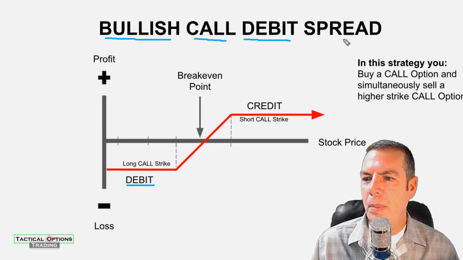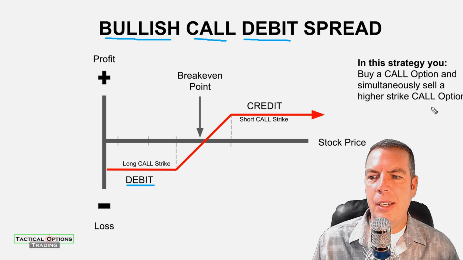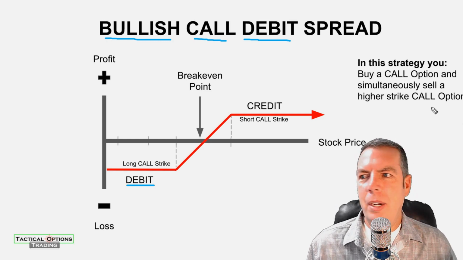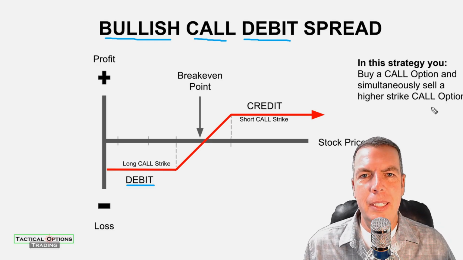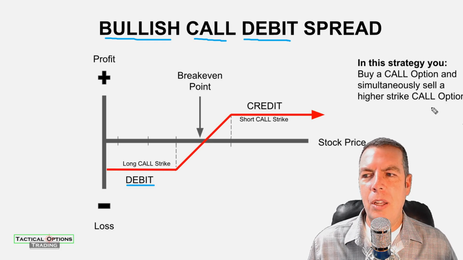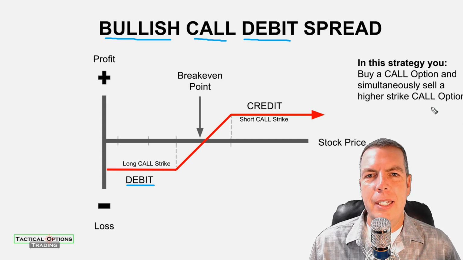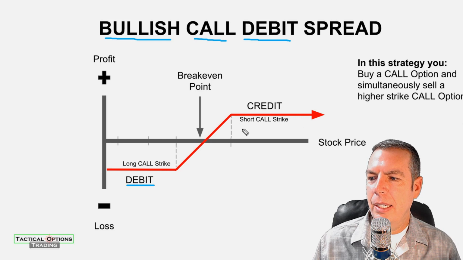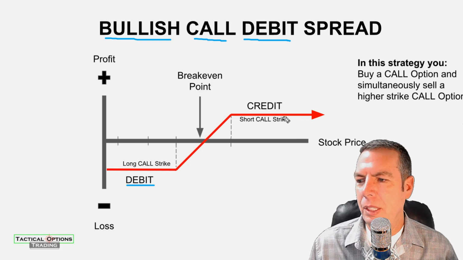In a bullish call debit spread, we're looking to buy a call option and simultaneously sell a higher strike call option. One of the reasons you would want to do this is that the call option you initially wanted to purchase was a pretty expensive call option. So you sell a higher call option, possibly out of the money, to offset some of that cost and receive a credit for that. So we're buying a long call, and then selling a call position at a higher point.